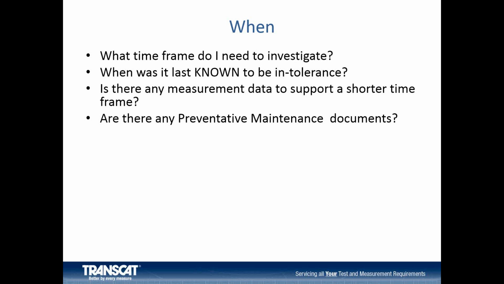Any effort you can make to limit the time frame in question will save you a lot of work later on. It's much better to only have to look at 6 months worth of data or 3 months worth of data if at all possible. Things to think about. Are there any preventive maintenance documents that you can look at? Is there any measurement data to support a short time period to look at?